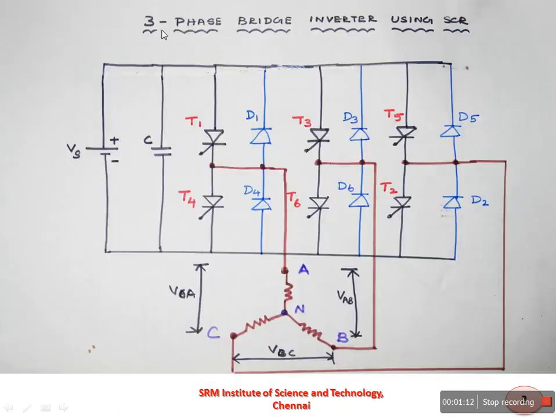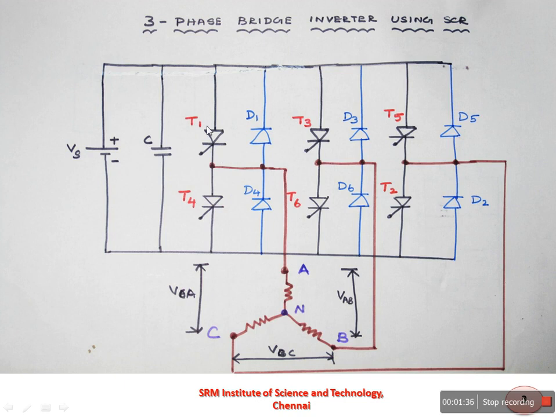This is a circuit of a three-phase bridge inverter using SCRs. The SCRs are labeled as T1, T2, T3, T4, T5 and T6. This SCR circuit is connected to a constant DC input as well as to a star connected load.